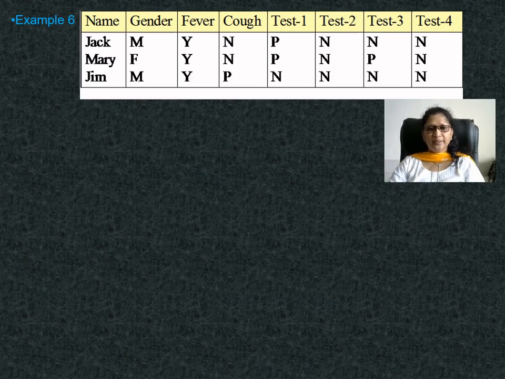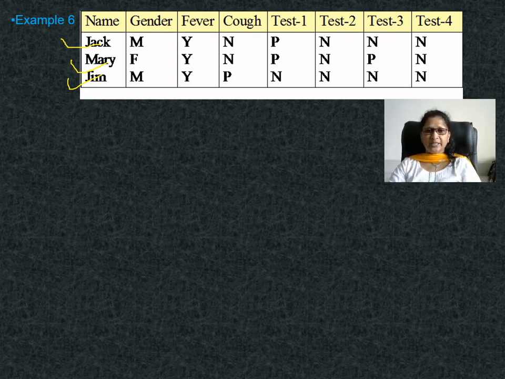One more example. Here is a table for 3 patients which we solved earlier, Jack, Mary and Jim, and these are the features given: 3 features, gender, fever, cough, and then test 1, test 2, test 3 and test 4. Total 7 features for 3 patients. And we have to compute dissimilarity and similarity for each pair of the patients.